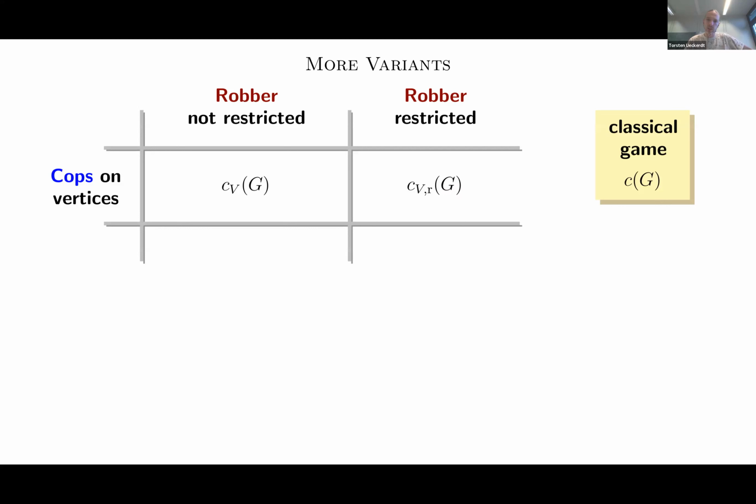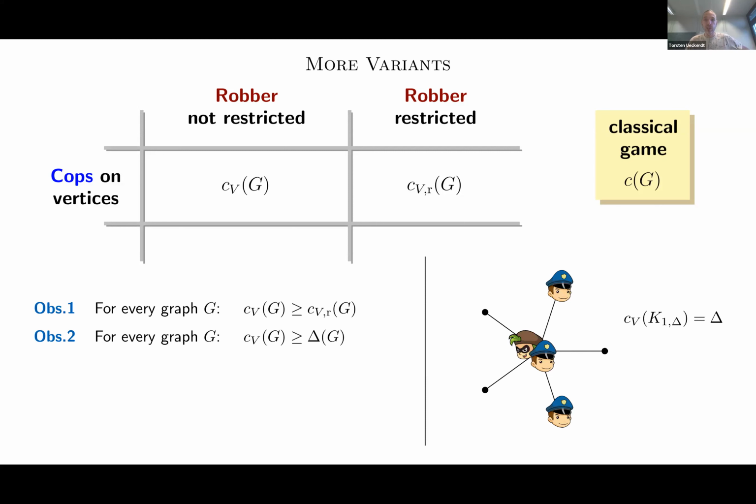We've seen the cycle with the classical number being 2, the non-restricted surround number being 3, and the restricted surround number being 2 again. So the question is, is there any connection? And of course there are. So here are some easy observations.